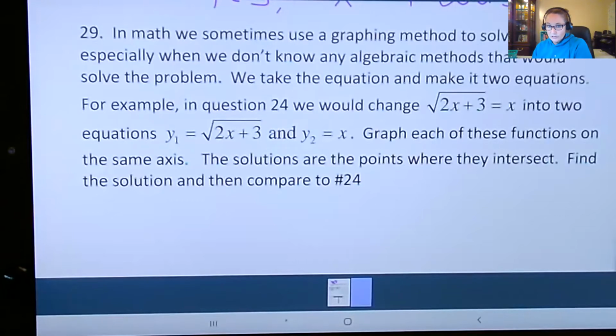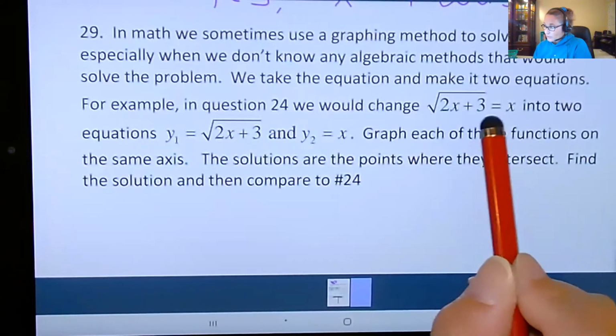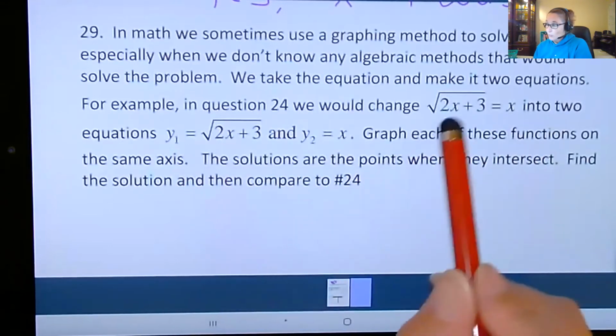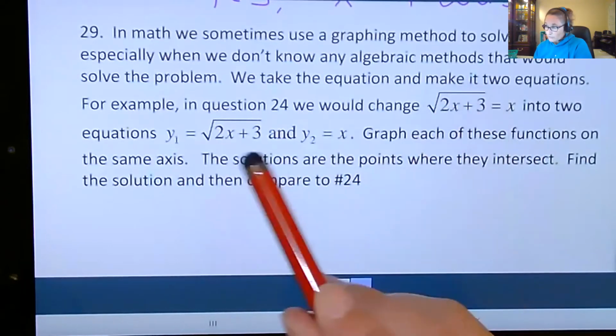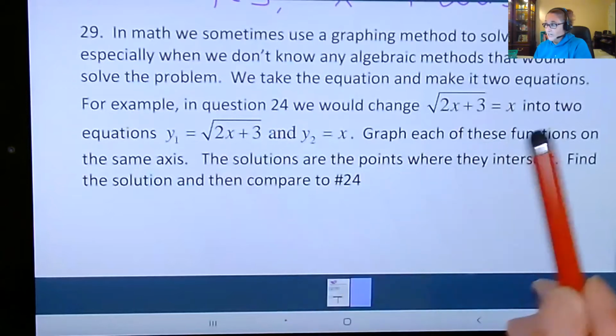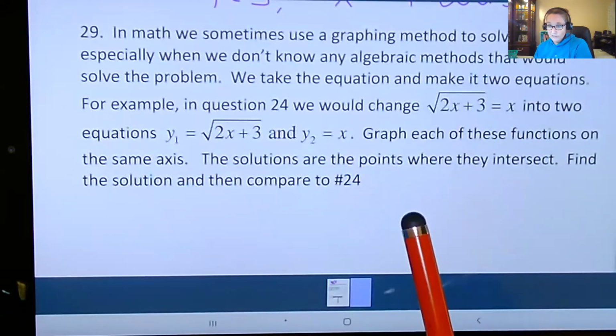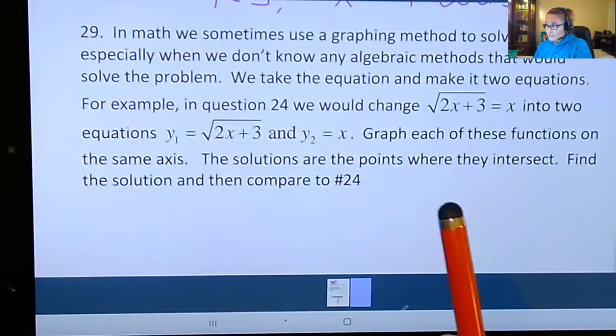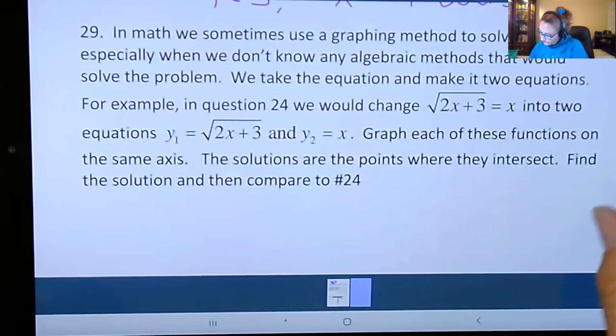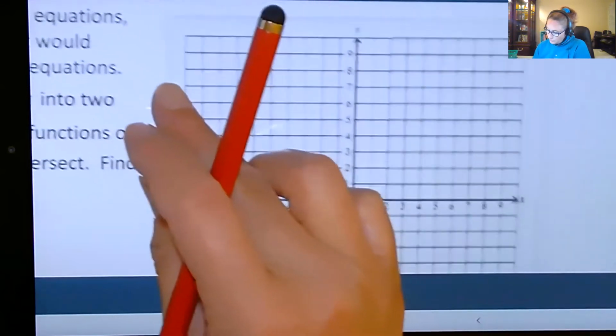So for example, in equation 24, we would change the square root of 2x plus 3 equals x into two equations. One of them is going to be y equal this side, y equal the square root of 2x plus 3, and the other one's going to be y equal this side, y equal x. And then we're going to graph both of these on the same set of axes and see where they intersect, okay? So let's come over to this graph.